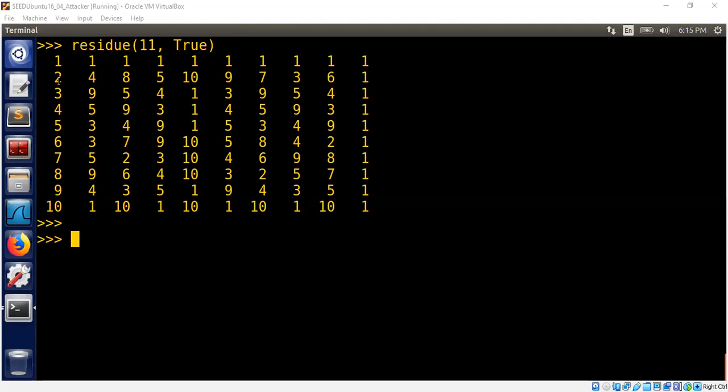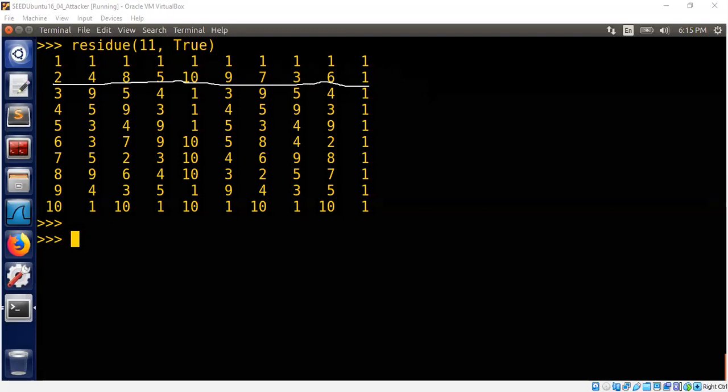Second row is somewhat interesting. 2 power 1, 2 power 2, 2 power 3, 2 power 4, 2 power 5, all the way until 2 power 10. So the element 2 is a generator because it generates all the elements from 1 through 10, right? If you look at all of the elements on this row, you see all of them are distinct. It covers all the elements from 1 to 10. So 2 is a generator.